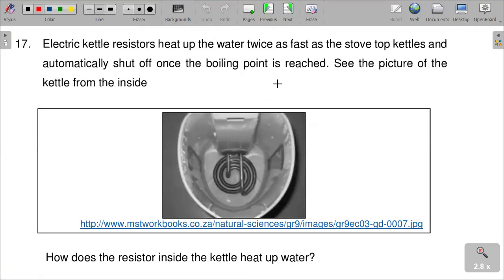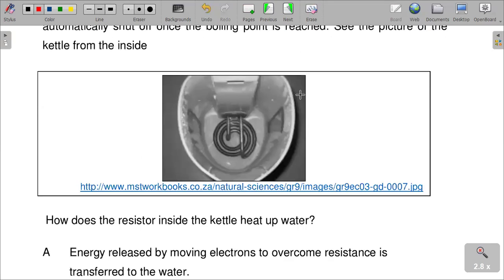Electric kettle resistors heat up the water twice as fast as the stove top kettles and automatically shut off when boiling point is reached. I'm sure that we know it shuts off when the boiling point of the water has been reached. We have the picture of a kettle from the inside.